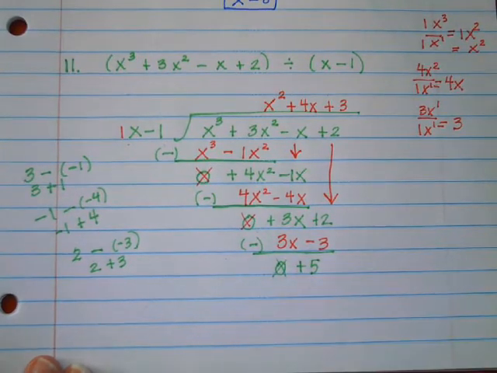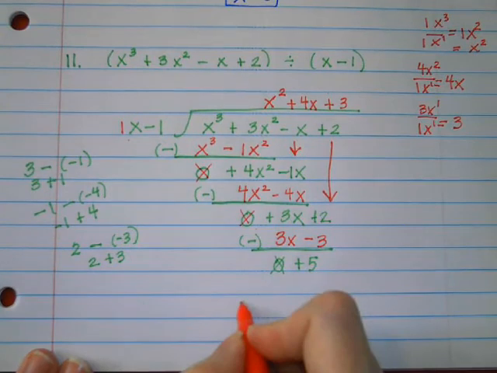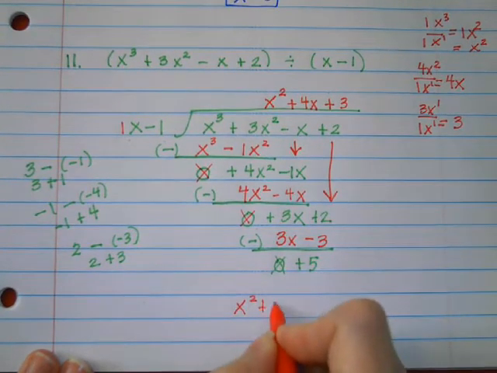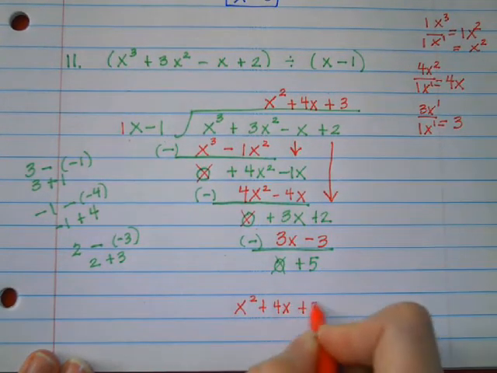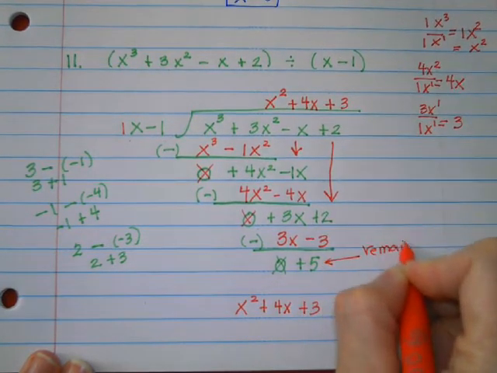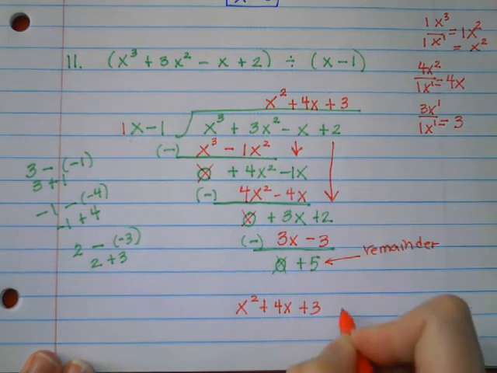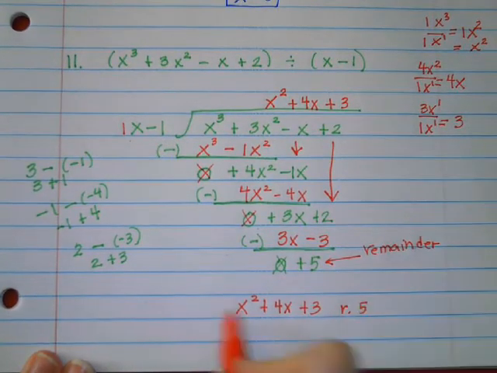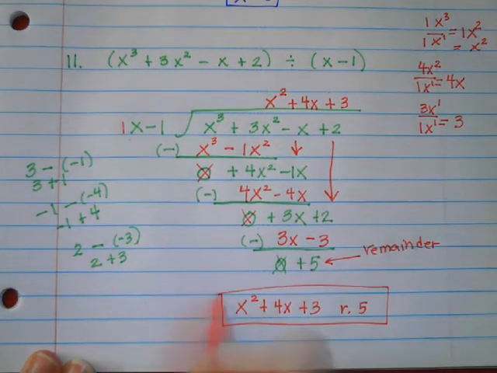So now my final answer would be x squared plus 4x plus 3. And this guy right here, that's my remainder. He's a positive 5. So I have a remainder of 5. This would be my final answer.